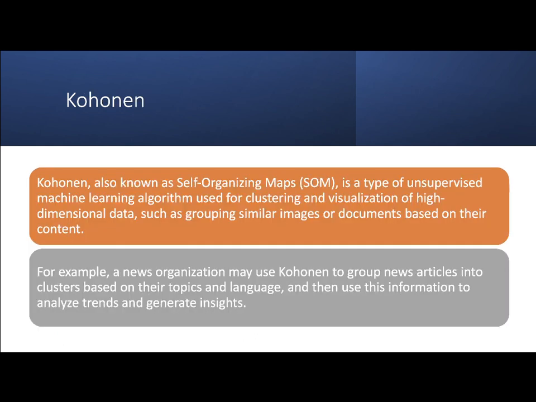We have also cohonen, also known as the self-organizing maps, which is a type of unsupervised machine learning algorithm used to cluster and visualize high-dimension data. And we look into the example. A news organization may use cohonen to group news articles into clusters based on their topics and language, then use this information to analyze trends and generate insight. So they cluster first, they classify the similar topics under similar topics, and then they analyze the trends and generate new knowledge based on those data.